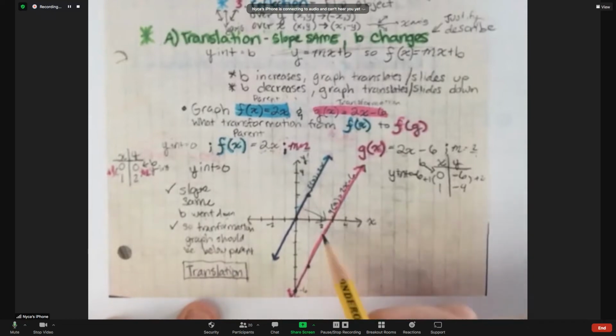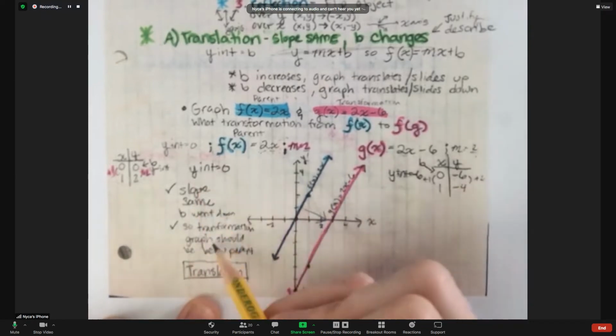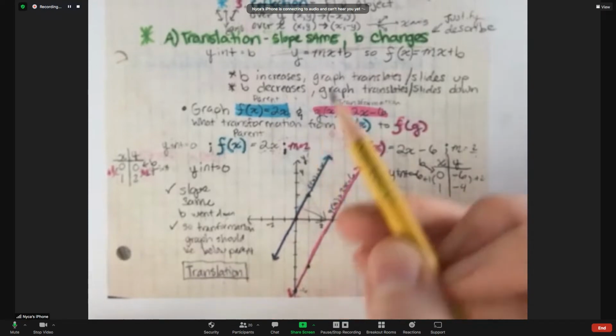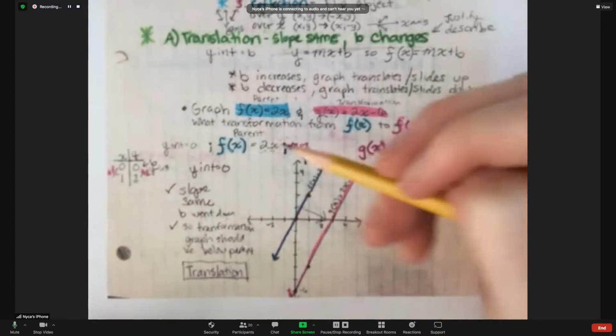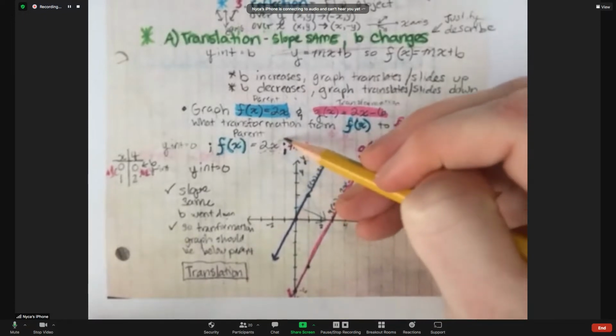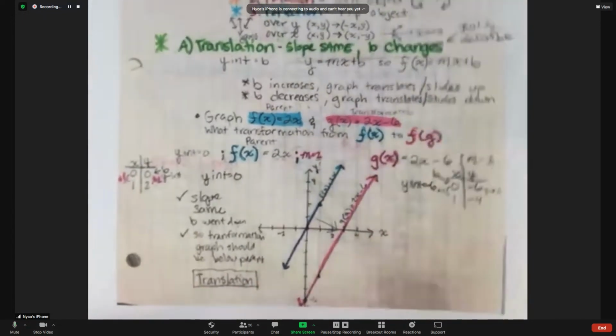So the transformation should be an example of translation. They're going to ask you to graph it, to describe it, and then to classify it. The key thing for translation, you are going to look in the slope position. The slope should always be the same, but your b's change. In other words, you're having parallel lines.